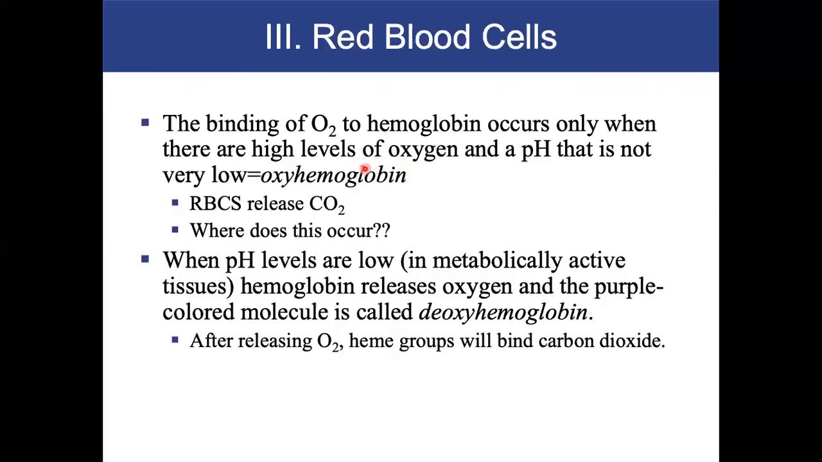Okay, so we have a high level of oxygen at the lungs, right? And you don't know that yet, but a pH that's not very low. So red blood cells are going to release CO2 at the lungs and pick up oxygen. Now you may say, okay, well, I already knew that. Yes, you did, but now you have another level to that, right? When pH levels are low, as in metabolically active tissues, hemoglobin releases oxygen, and the purple colored molecule is called deoxyhemoglobin. After releasing oxygen, the heme groups will bind CO2.